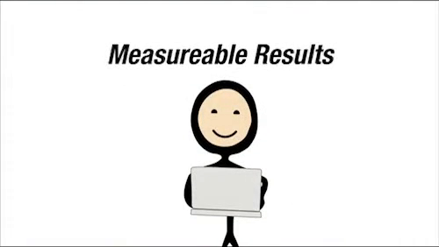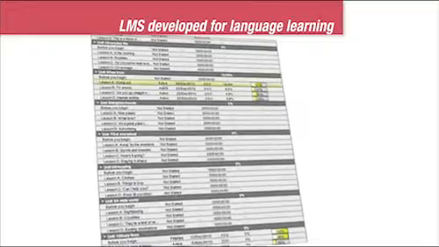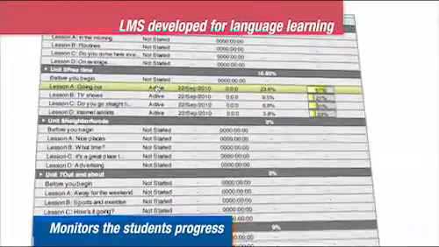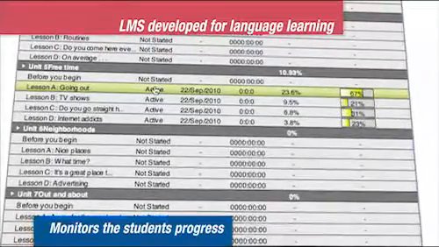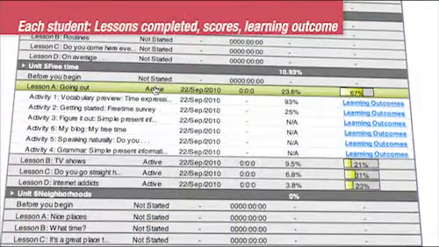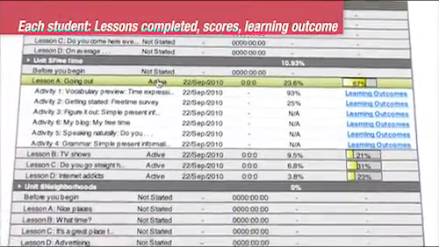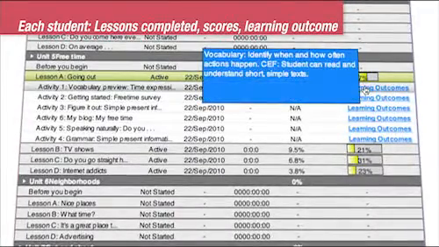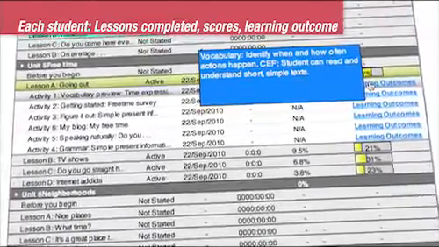Showing measurable results is a key benefit of Touchstone. A customized learning management system developed specifically for language learning monitors the student's progress. For each student, you can see what activities they've completed, their scores, and the specific learning outcome. Each outcome also includes a reference to the Common European Framework.